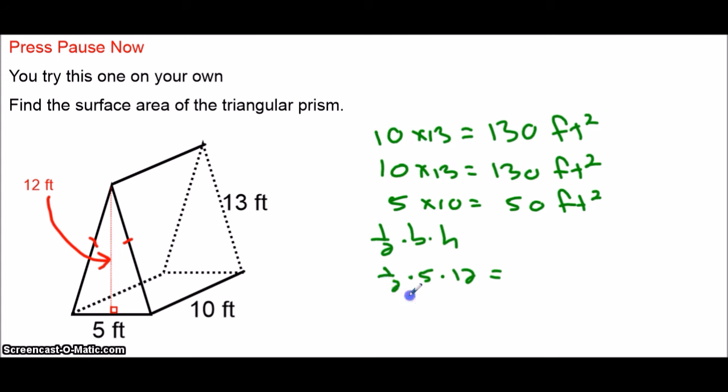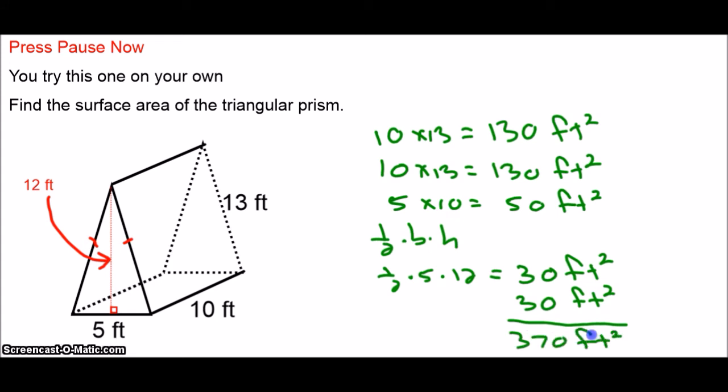It's not so easy to take 1/2 times 5, but because we can do the commutative property of multiplication, we can take 1/2 of 12 first, which would be 6, and then 6 times 5 is 30. So that's 30 square feet. The triangle on the other end is exactly the same. And we'll simply add up all of these, the 3 rectangles and the 2 triangles, and we'll get a total of 370 square feet. And that's the surface area of this triangular prism.